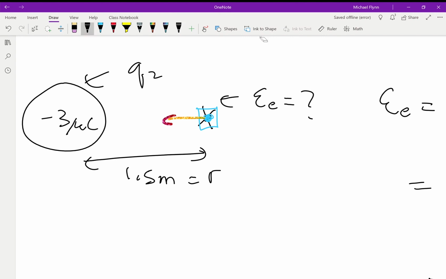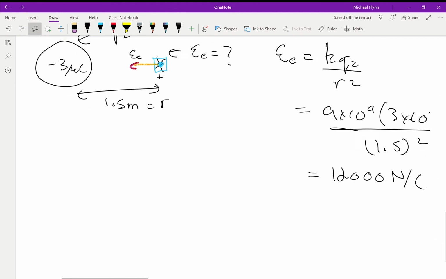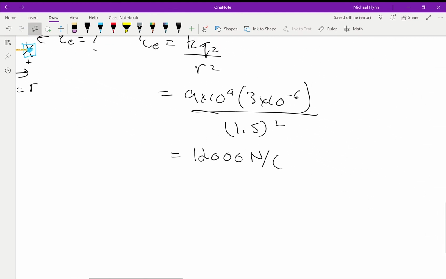Let me switch back to a better pen. It has to be in that direction because if I put a positive charge there, it's going to be attracted to that negative charge Q2. So I'm going to put in brackets that the force has to be to the left. The electric field intensity is 12,000 newtons per coulomb.